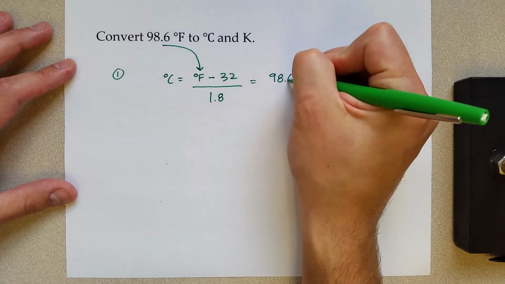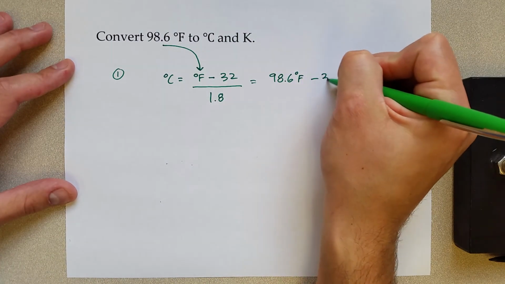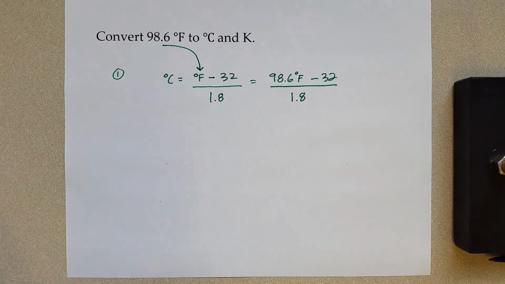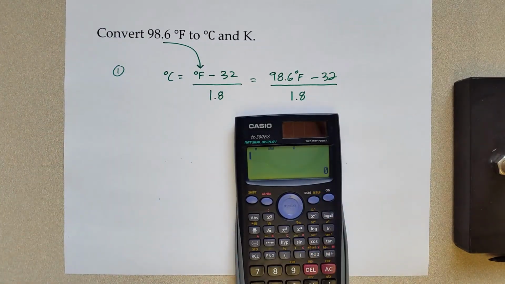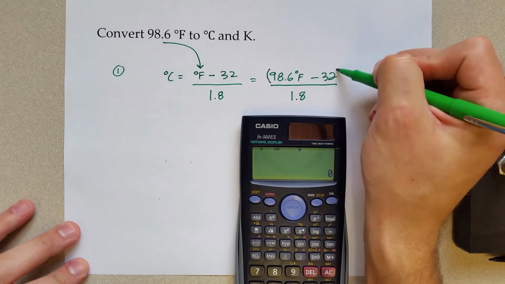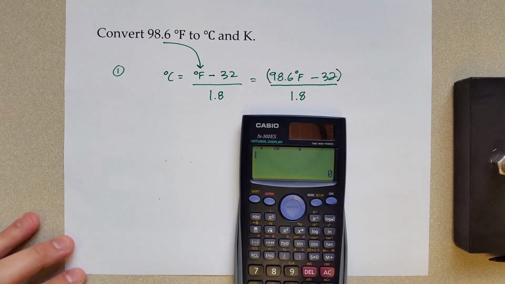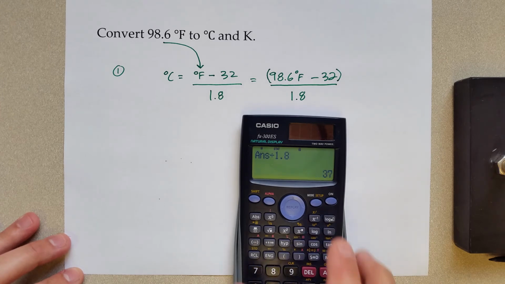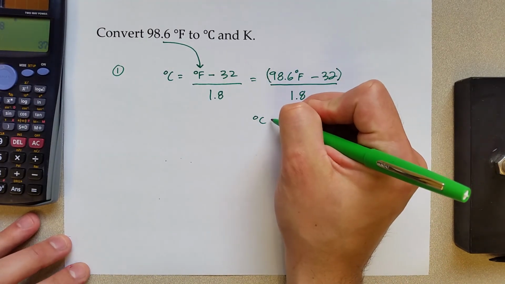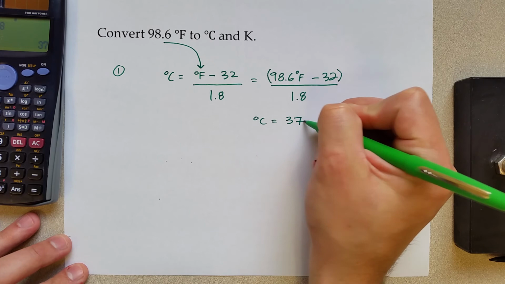So 98.6 degrees Fahrenheit minus 32, all over 1.8. Into my calculator, I have to follow my order of operations. So remember to do the subtraction first, and then the division. So 98.6 minus 32, divided by 1.8, and 37 degrees Celsius equals 37.